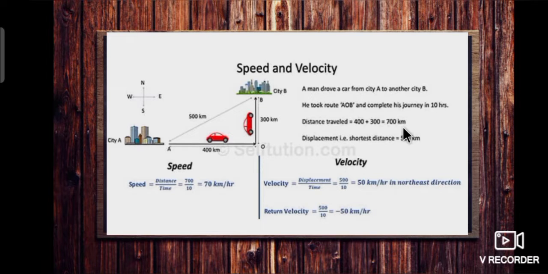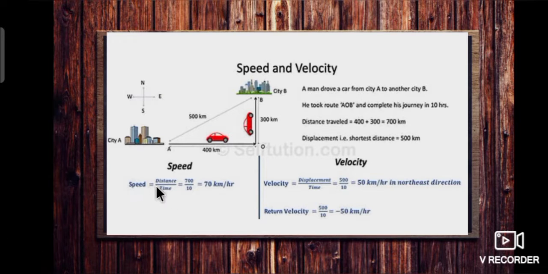Let's see one example. A man drove a car from city A to another city B. He took route AOB and completed his journey in 10 hours. So distance travelled is equal to 400 plus 300 is equal to 700 kilometer. See the picture, AOB. Then displacement, that is the shortest distance between city A and city B, is 500 kilometer.